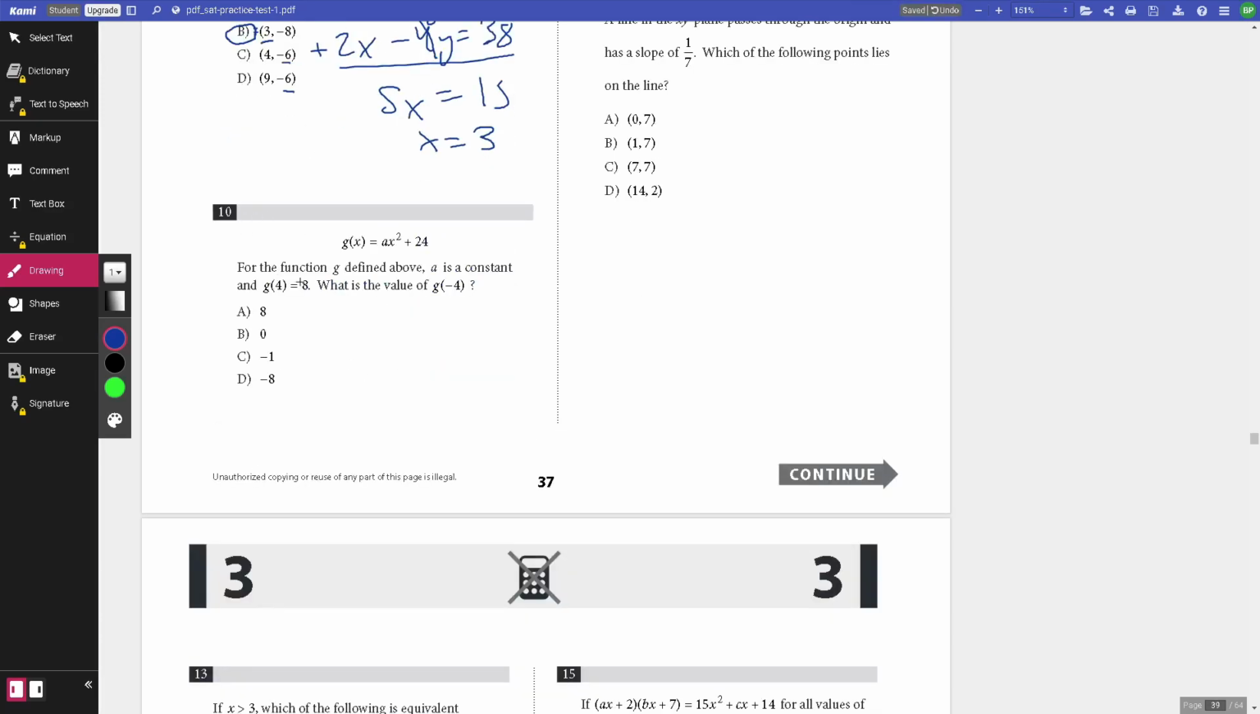For number 10, g of x equals ax squared plus 24. What is the value of g of negative 4? So you know your quadratics, you know that this means that there's no horizontal shift. So this is just something like this. That means it's symmetrical across the y-axis. So that means that if g of 4 is 8, g of negative 4 is the same thing, because it's the same distance from the y-axis. So it's also 8.